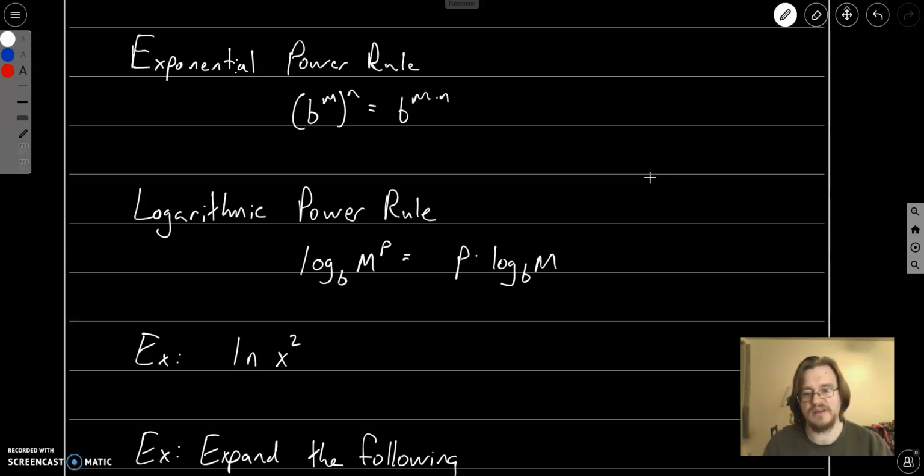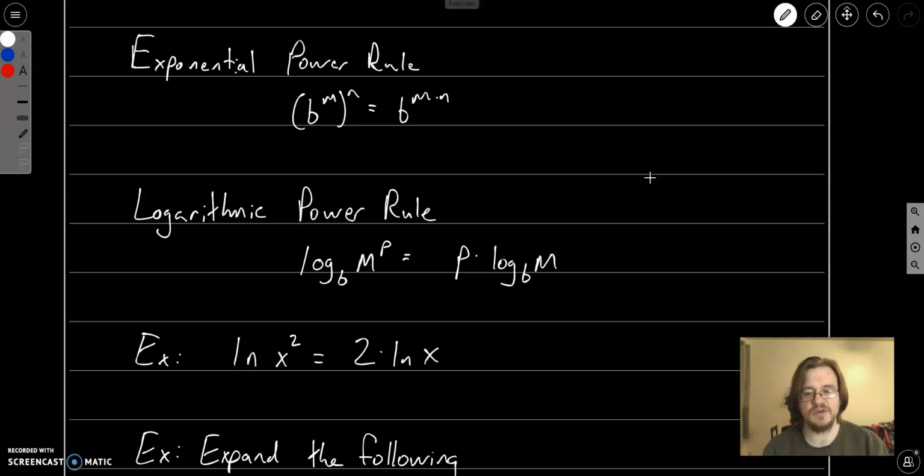I think this is maybe the hardest one to see why it is true, but I think it's also one of the nicest. So here we have the natural log of x squared. Essentially, what we can do is take what's in the exponent and move it out front. So when I take this p and move it out front, I'm just going to get 2 times the natural log of x. So this is all there really is to it.